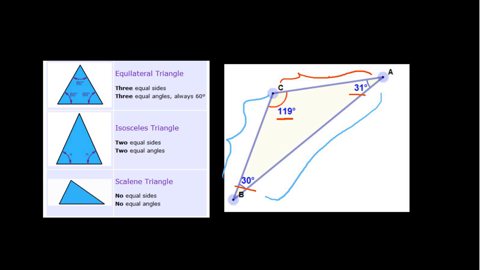So what type of triangle do you think this is? An equilateral triangle, an isosceles triangle, or a scalene triangle? It looks like a scalene triangle. That is correct. It is a scalene triangle because it has no equal sides and no equal angles.